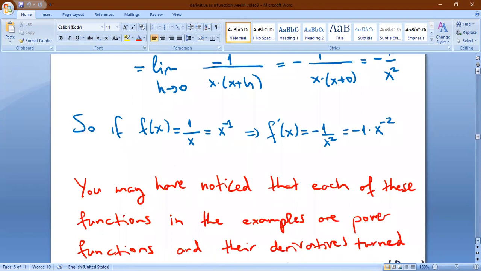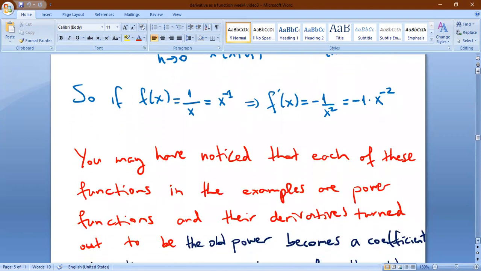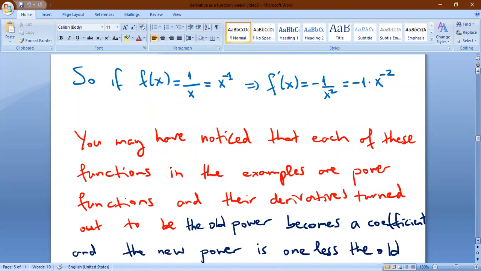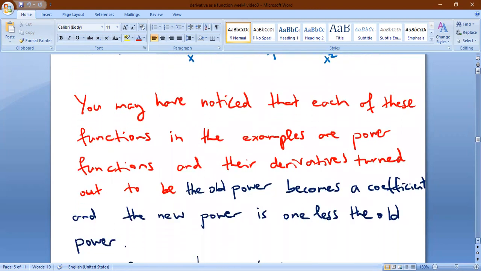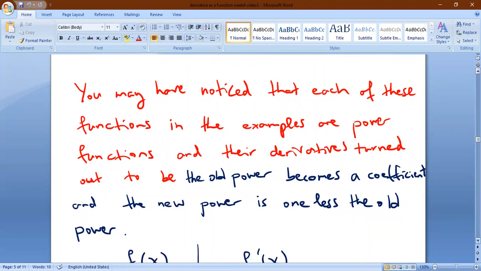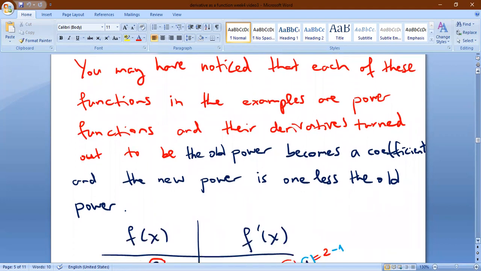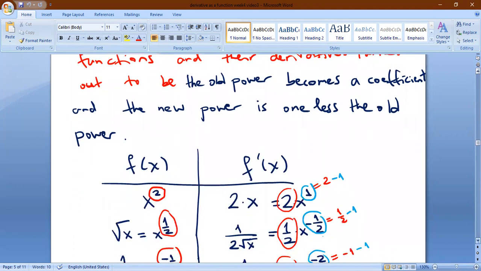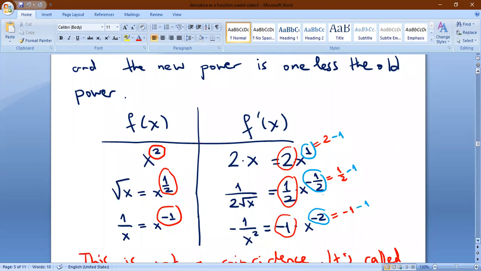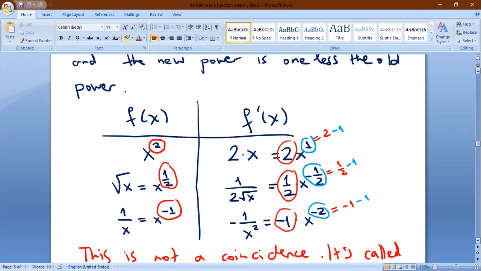So if you have probably noticed, each of these functions in the examples are actually power functions, and their derivatives turned out to be that the old power becomes a coefficient, and the new power is actually one less than the old power. So if we make a table for the results, x squared became 2x. As you see, 2 became a coefficient, the old power became a coefficient multiplied, and the new power became 2 minus 1, which is 1, so x to the 1 is x.